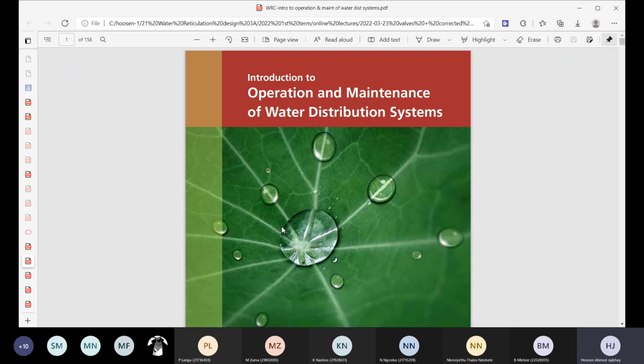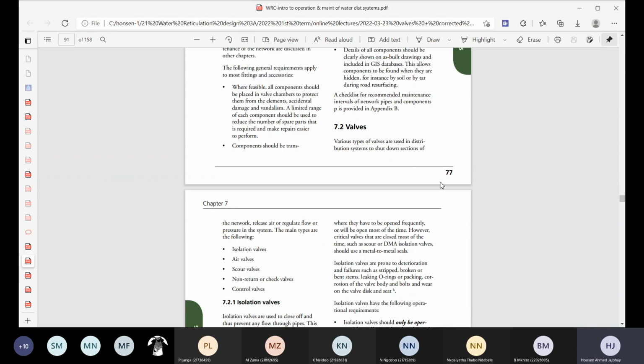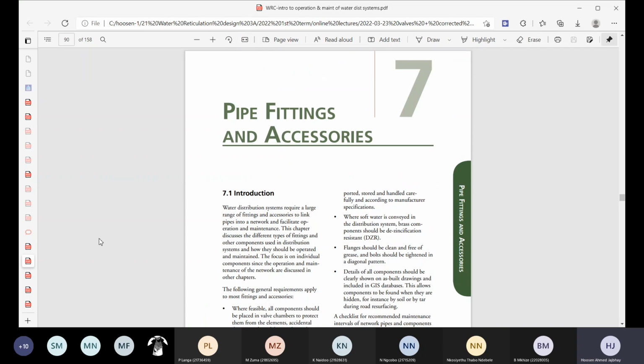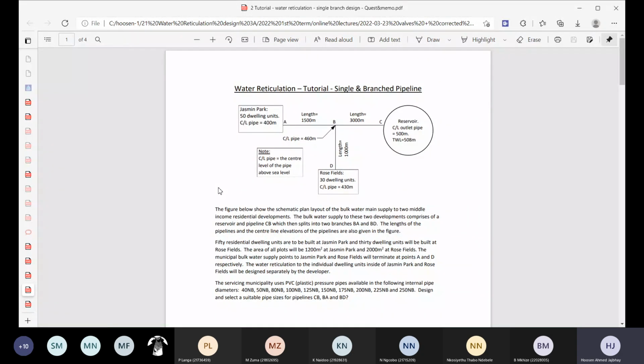The chapter on valves and fittings in this particular document, I think it's page 77 of the book, is the section that we're going to cover. So that's chapter 7, this entire chapter. You can see there, page 77. Right, so I'm going to go to that. So before we proceed with that, just to the tutorial. Okay, one more thing before we proceed with the lecture.